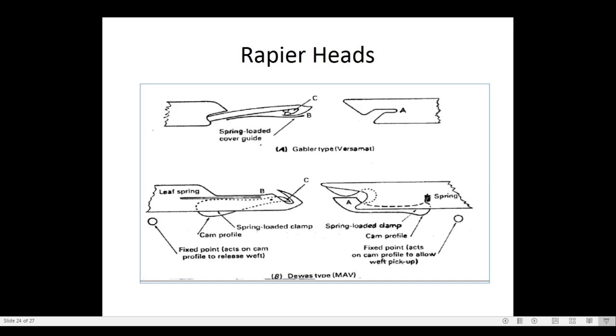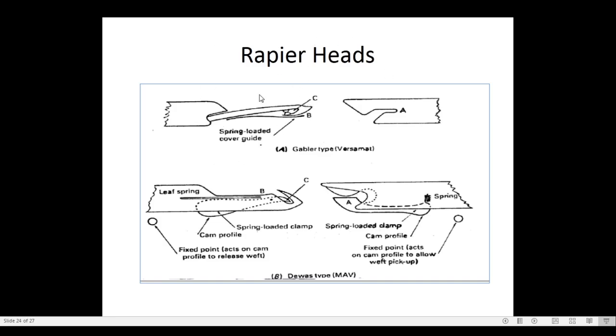Now the next concept we are seeing here is positive rapier and negative rapier. This is another classification. So I may have a positive rapier machine or a negative rapier machine. Always, rigid rapiers are positive rapier machines and flexible rapiers are negative rapier machines. To understand the concept of positive and negative rapier machines, we should first know the rapier head concept, or the gripper head.